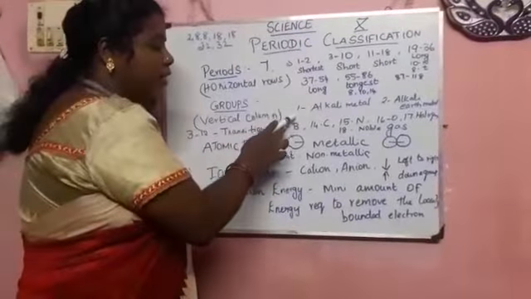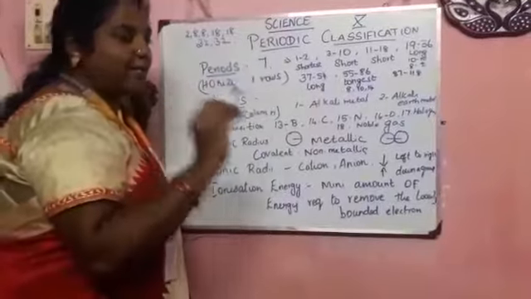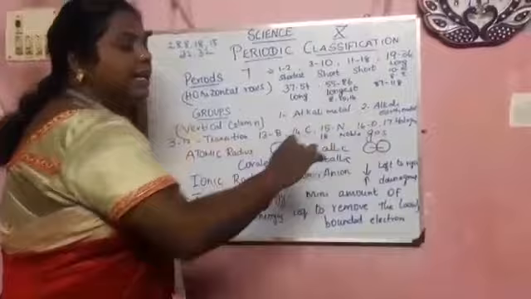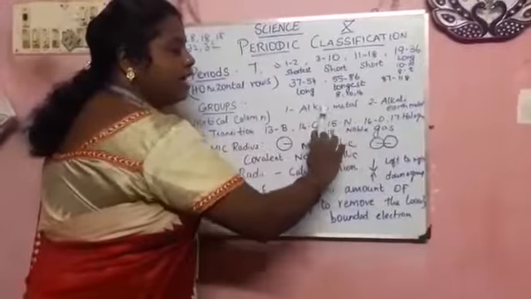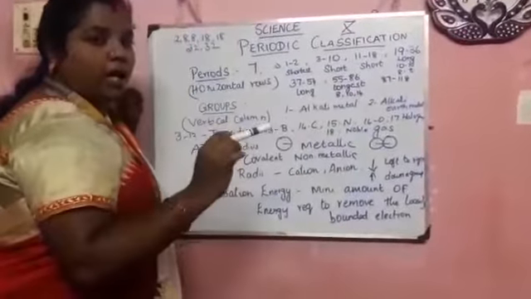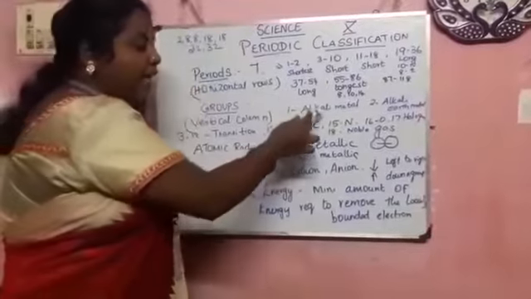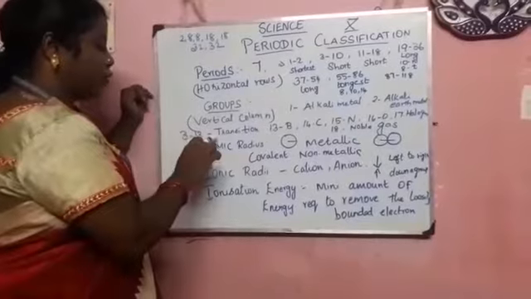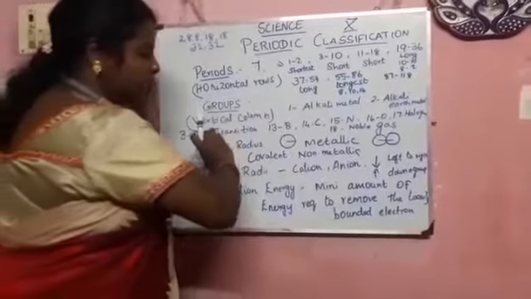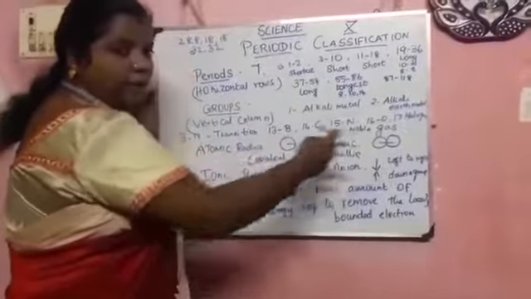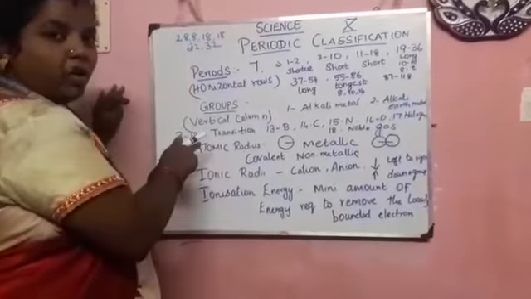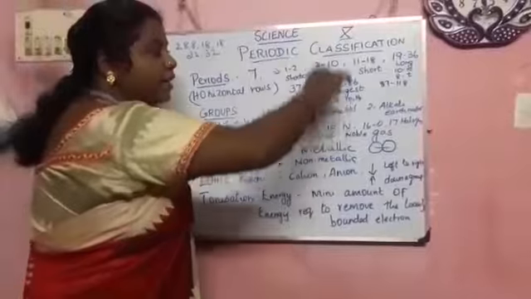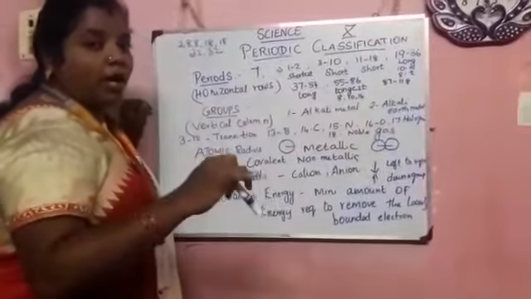The first group will be called alkali metals, and the second one will be alkaline earth metals. These two will be called S block elements. So in the S block we have 2 columns, alkali metals and alkaline earth metals. And next, from 3 to 12, it is the transition elements. That means it is present between the S and the P block. Those groups 3 to 12 will be called D block elements, and 13 to 18 will be present at the corner, called P block elements.